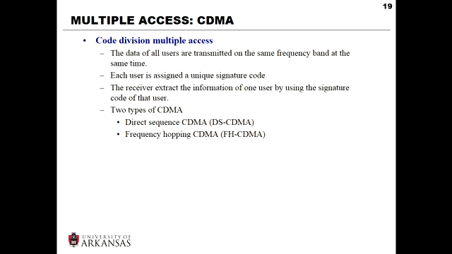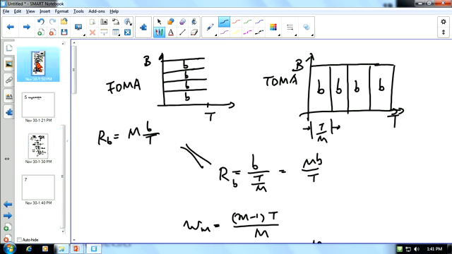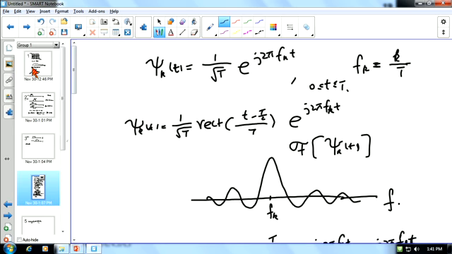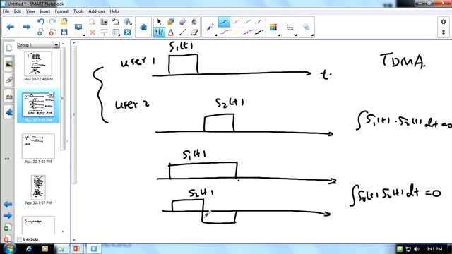And code division multiple access, we assign different users with different codes, and the data in this case are transmitted at the same time and the same frequency. The only difference is they are using different codes. You can just imagine we have two waveforms, and these two waveforms are orthogonal. That's just like what I showed at the very beginning in this example. We can have these two users transmit at the same time, from 0 to T, and they are transmitting at exactly the same frequency, but their waveforms are orthogonal.